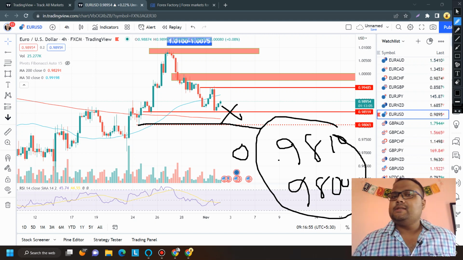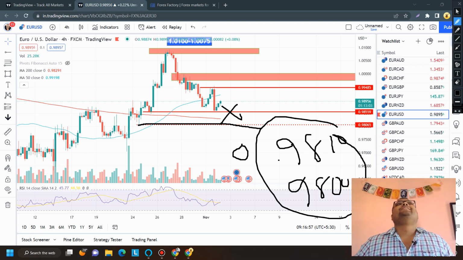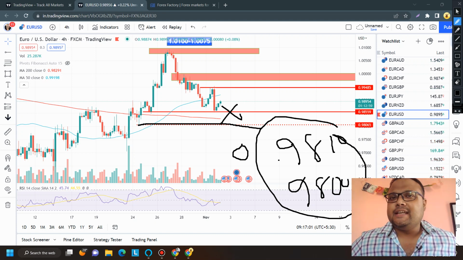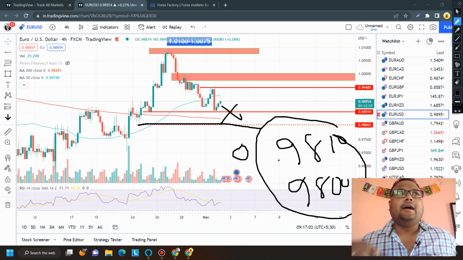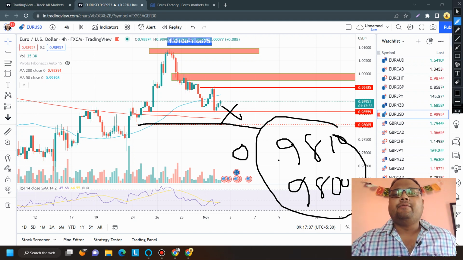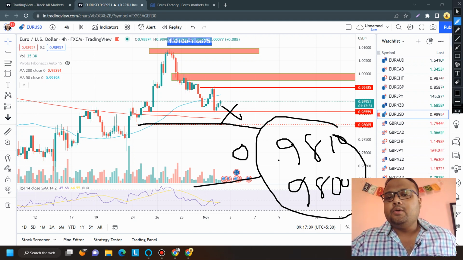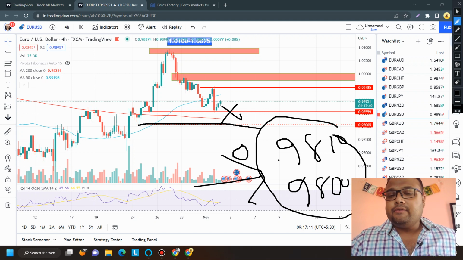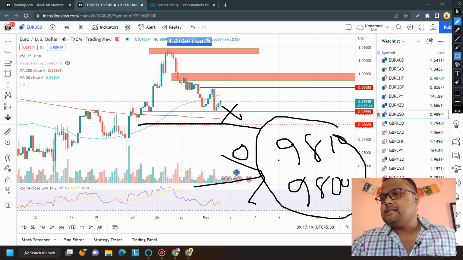If this level fails, then if you want, you can take a sell position, but try to enter quickly and exit quickly. Personally, I will try to avoid taking any position below this level. I would love to observe the market first. You can take a trade at breakdown, but it can be very, very risky. So try to avoid it if the market breaks the support and starts falling.